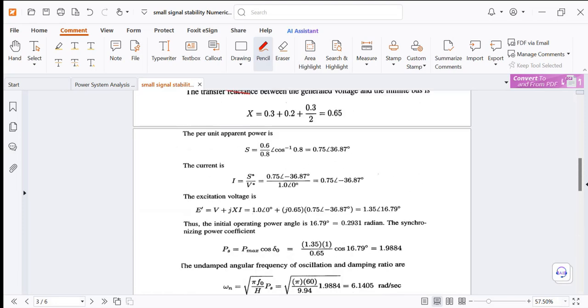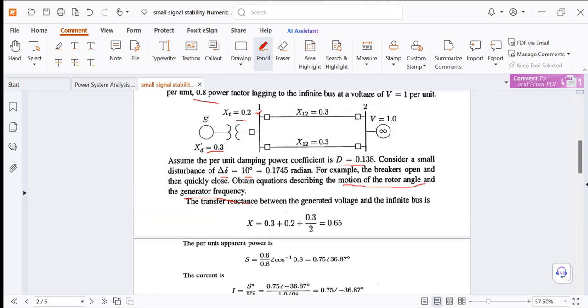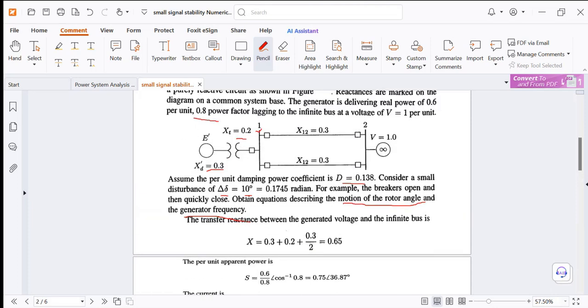Starting with the data we are given, for example, the single line diagram. First, we need to find the transfer reactance. In this case, the transfer reactance can simply be found by taking the equivalent impedance of the circuit diagram, which is equal to X_T dash plus X_T plus the equivalent impedance of these two lines, as these two lines are parallel with each other. So we will solve them in parallel. Ultimately we get the value of X equal to 0.65.